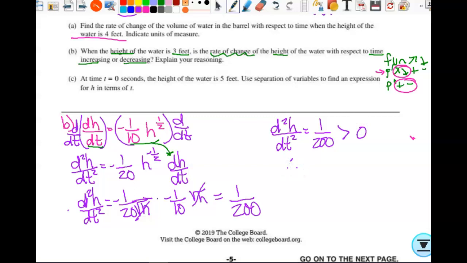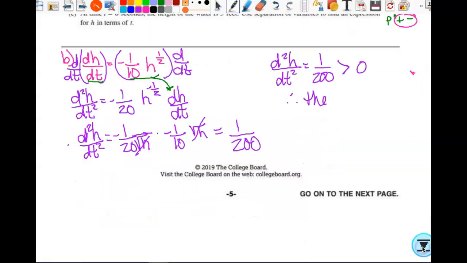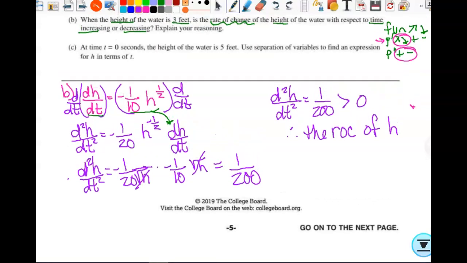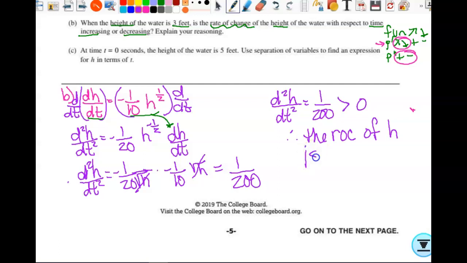Therefore, the rate of change of h is increasing when the height of the water is 3. Well, at h equals 3 is fine too. Yeah, I put dh dt as increasing when h equals 3 feet. Okay, make sense? Questions? Okay, let's look at C.